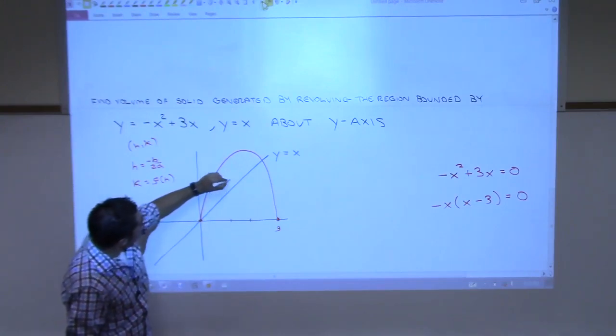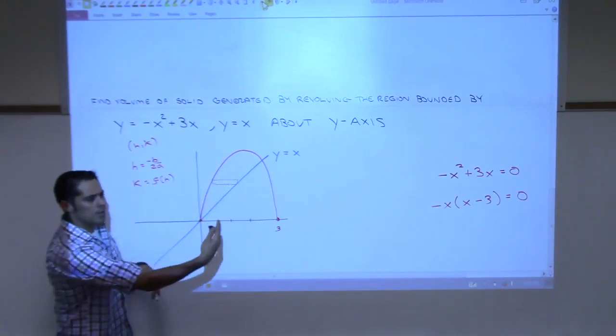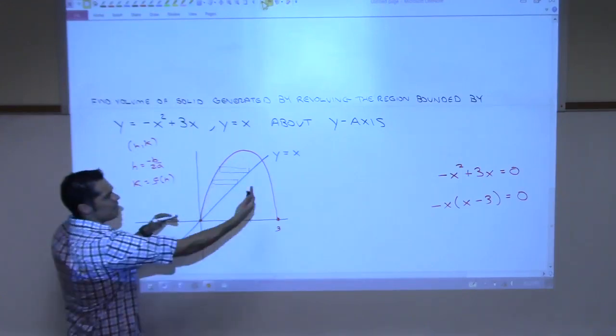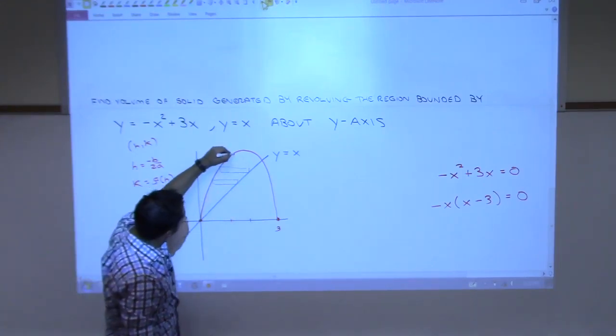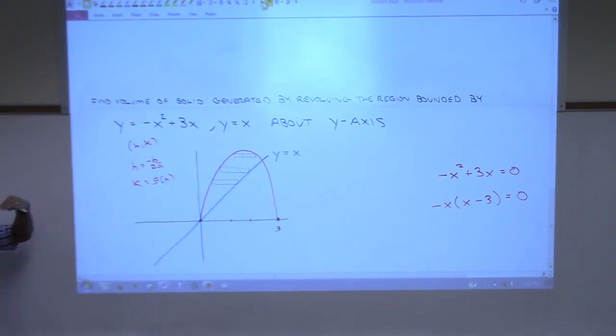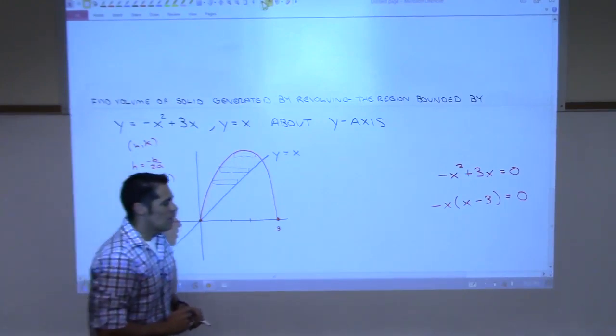Yeah, look, this rectangle is fine, right? Blue is there, red is here. This rectangle is fine. Blue is there, red is there. But when I get to the rectangles up here, what happens? I've got the same function, don't I? No good. Can't do it that way. So I've got to do shells.